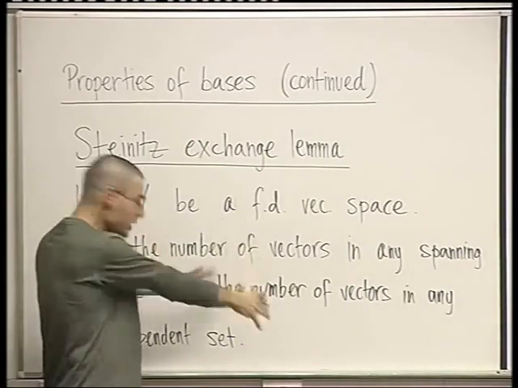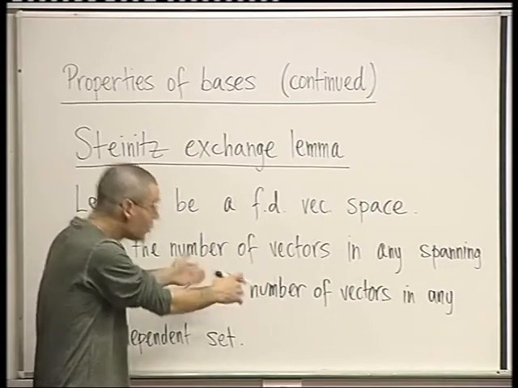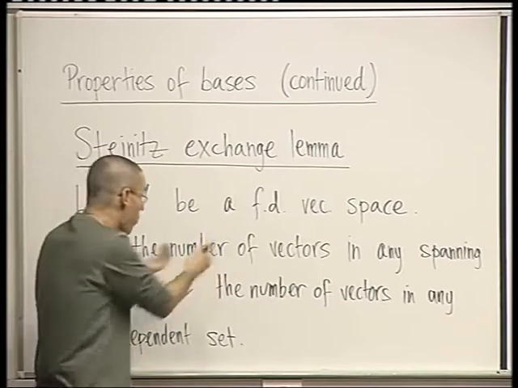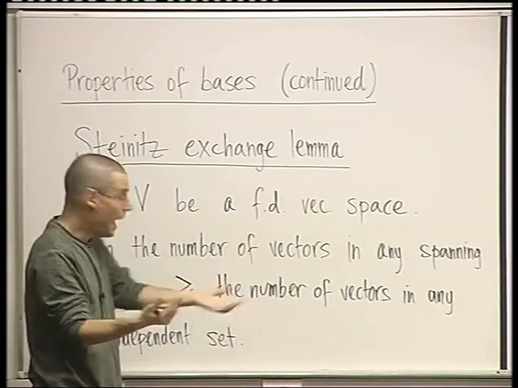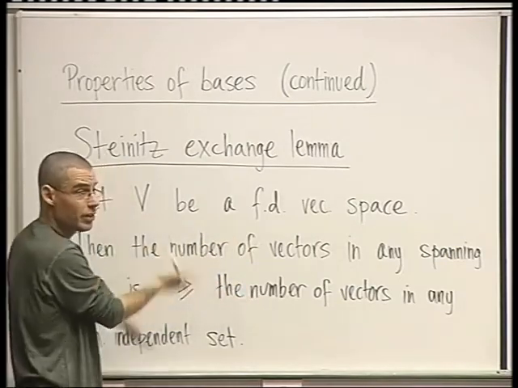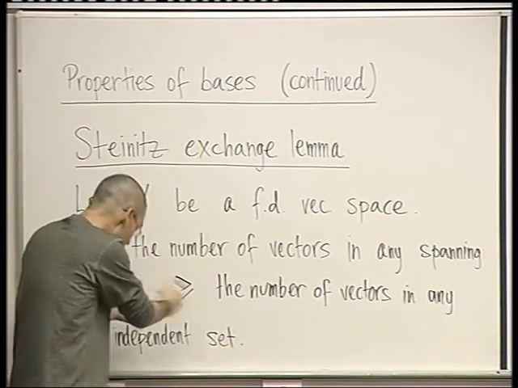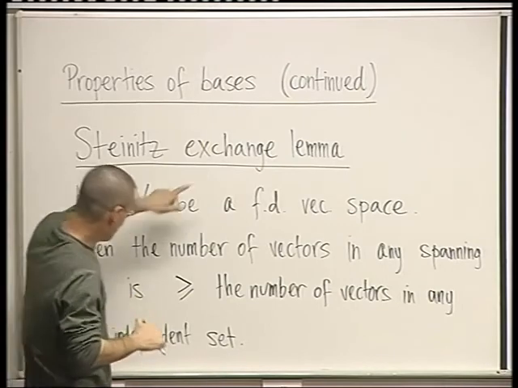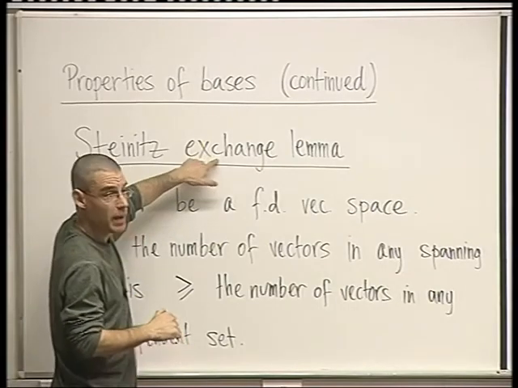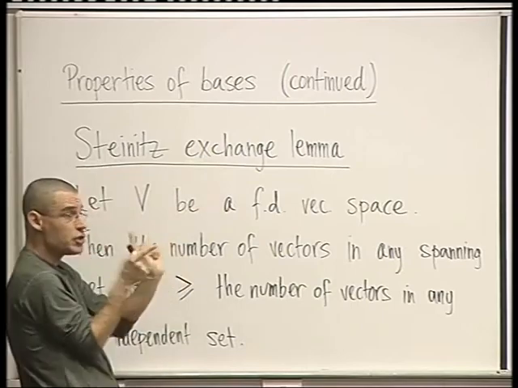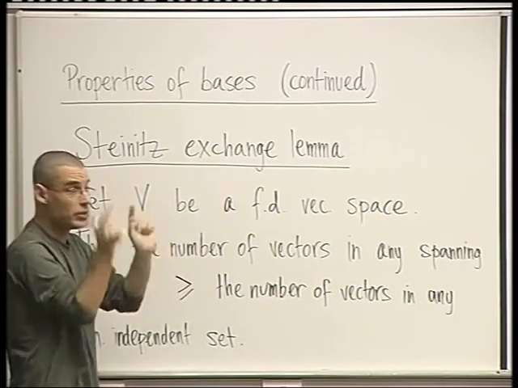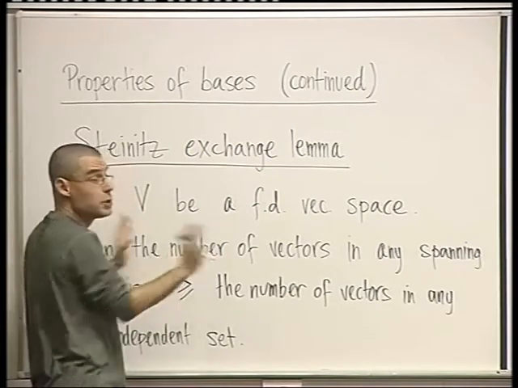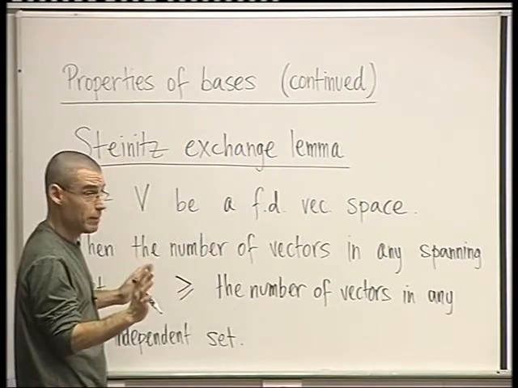I'm taking a linearly independent set and a totally different set that's spanning. They don't necessarily even have one vector in common. How do I relate their sizes? How do I approach a proof of such a thing? That's why it's called the Steinitz exchange lemma. You start exchanging elements between the two and forming intermediate mixed sets about which you can make statements. And that's what I'm going to do.